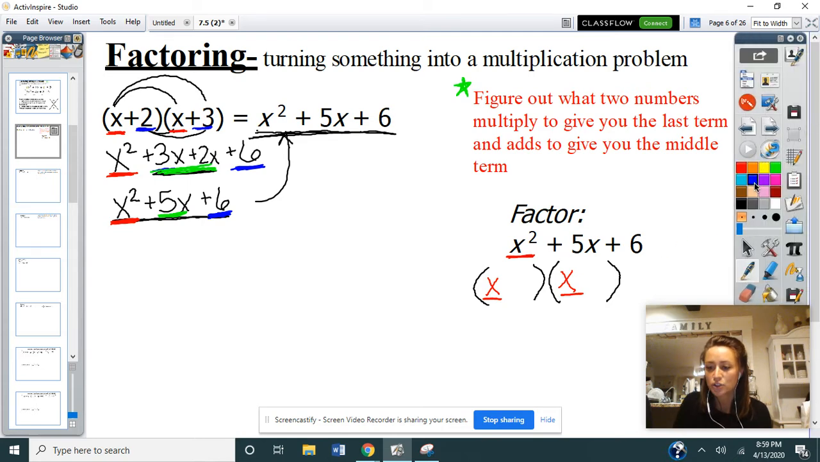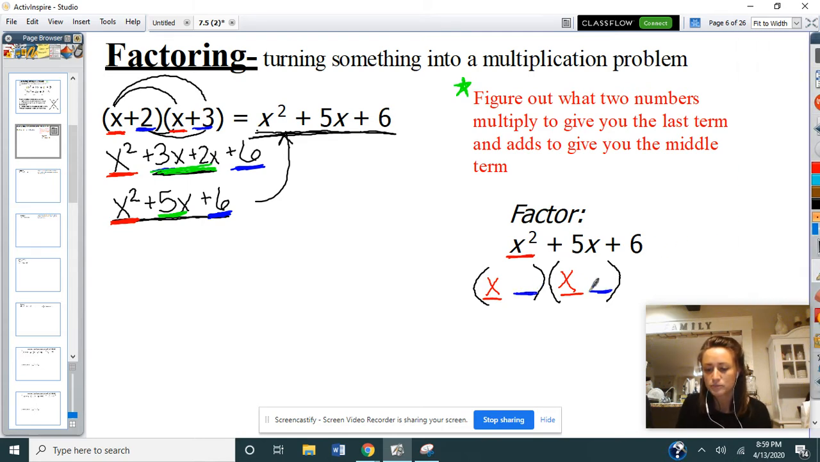And then the last two terms that go here and here have to multiply to give you 6, but add to give you the middle. It's going to get tricky. First figure out what multiplies to give you 6. Well, 1 times 6 gives me 6, and 2 times 3 gives me 6. Those are the only two options. So it has to be either 1 and 6 go here, or 2 and 3 go here. And you have to keep in mind which of these is going to add to give me 5. Well, it's going to be this, because 2 plus 3 equals 5. So these are the numbers we're going to use.